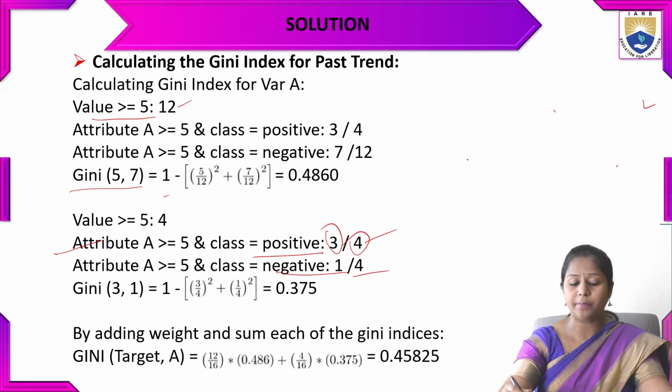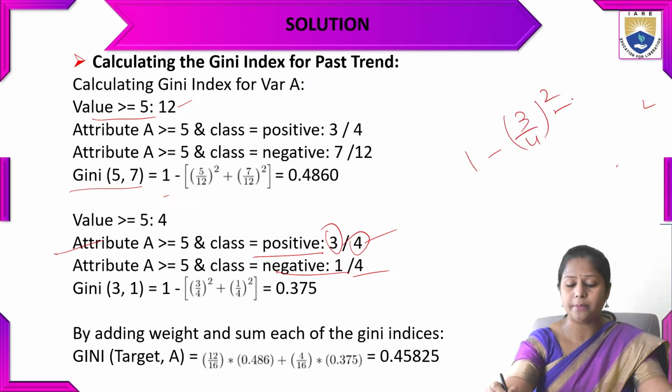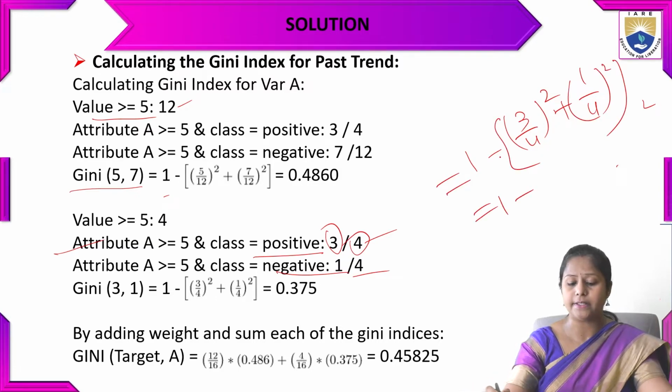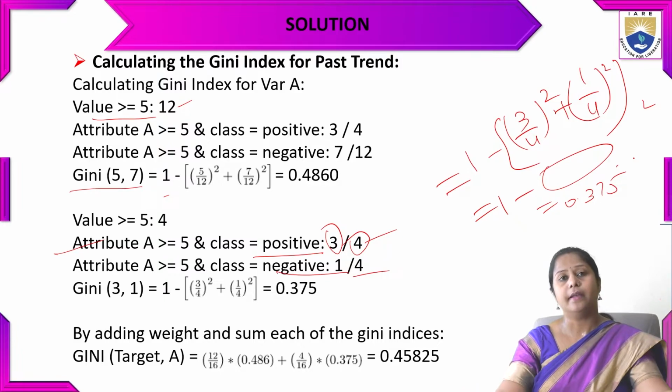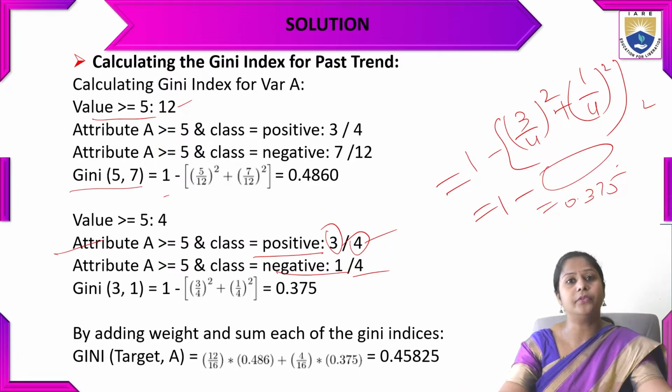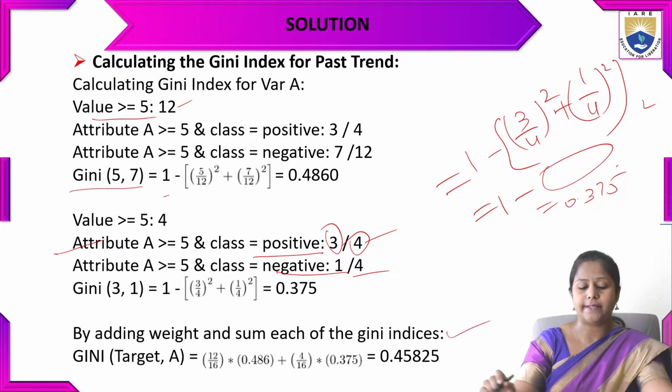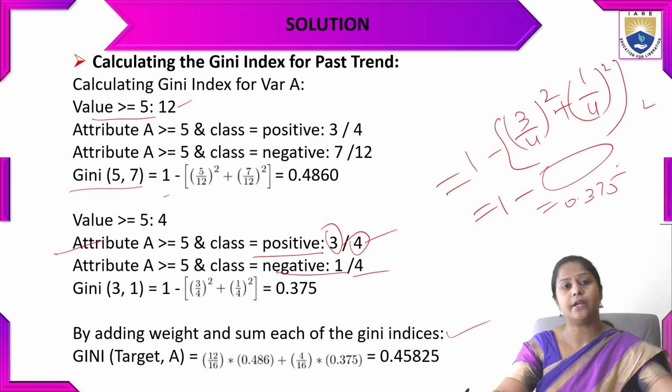So now the Gini index will be 1 minus (3 by 4) whole square plus (1 by 4) whole square, deducted from 1. Now it comes out as 0.375 or so, right? Now, by adding the weights, we are going to sum each of the Gini indexes. So the Gini of target A.